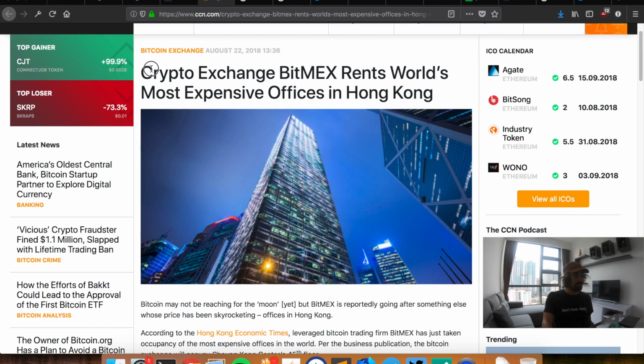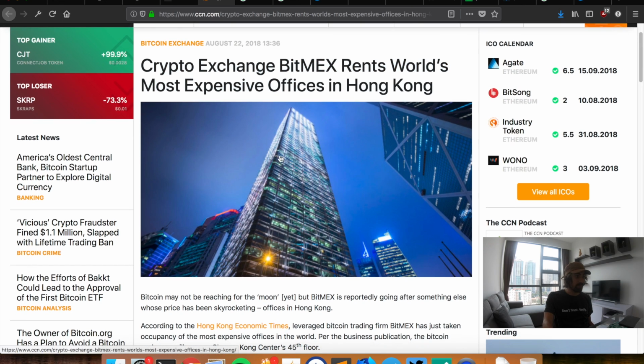So if you have a look here at this building in Hong Kong, BitMEX, which is one of the biggest cryptocurrency exchanges at the moment, rents their office in this building. And their office is just a bunch of people sitting on computers.